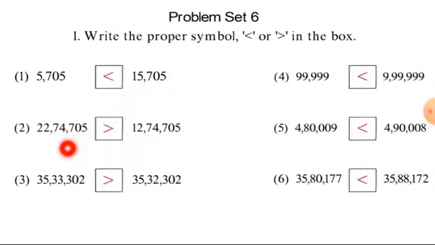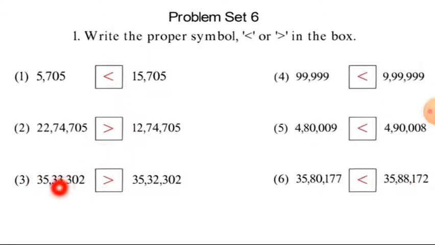705. Now the next sum is 22,74,705. The next number is 12,74,705. So students, at the ten lakh place, here 22 is there and here 12 is there. So which is the bigger number? 22. So the greater sign will come in front of 22,74,705. See, this is the way you have to put the sign.